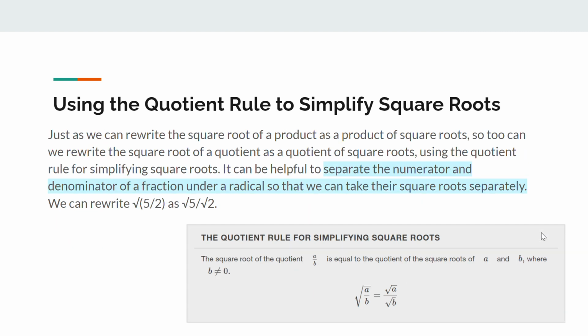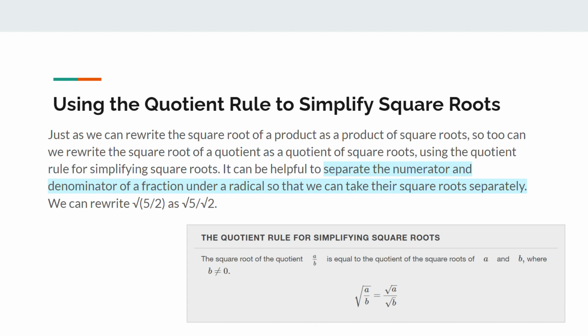And the next topic, using the quotient rule to simplify square roots. Just as we can rewrite the square root of a product as the product of square roots, so too can we rewrite the square root of a quotient as a quotient of square roots, using the quotient rule for simplifying square roots.